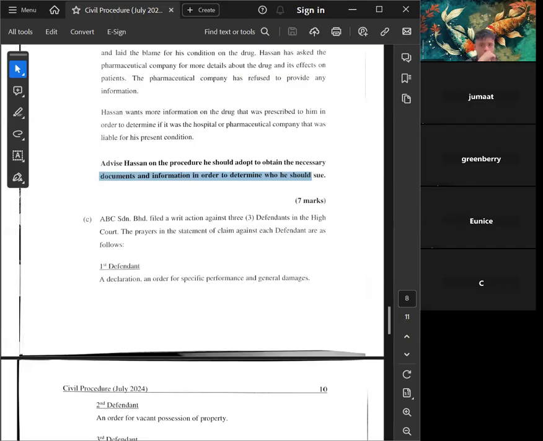Yes, it is Order 24 Rule 7A, discovery. The topic is on discovery. So if we are going to start answering, the first thing is we must tell the examiner the general rule. The general rule is provided in the case of Norwich Pharmacal. I will put it in this chat box.